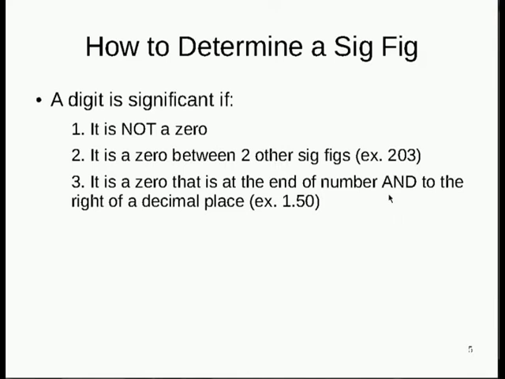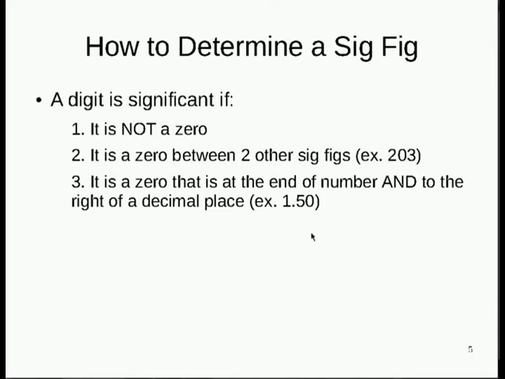A digit is significant if it's a 0 that's at the end of a number and to the right of a decimal place. Example, 1.50. This 0 is telling me I measured to the 100th place. The value happened to be 0, okay? But it was measured, okay?